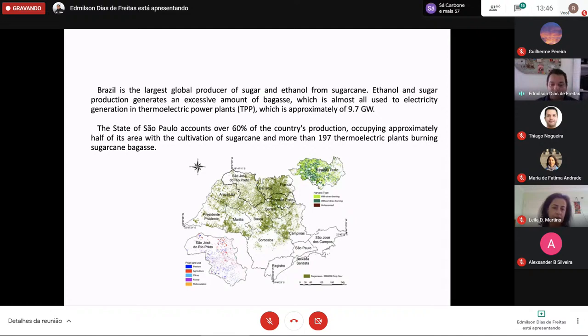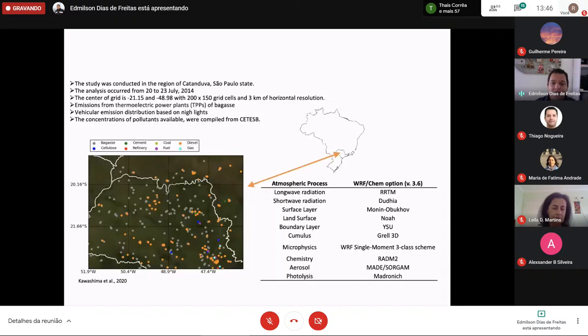So Leila did this work with Beatriz Kawashima. And the idea was to simulate the effects of the emissions by thermoelectric plants over part of the São Paulo state. So she started doing that, and here is the domain that she used. One of the things that we can improve in the simulations is the vehicular emissions. For example, she used the night light time emissions based file, which is a very nice, very important file, especially when we don't have much information over the region of interest, but it's something that we can improve.